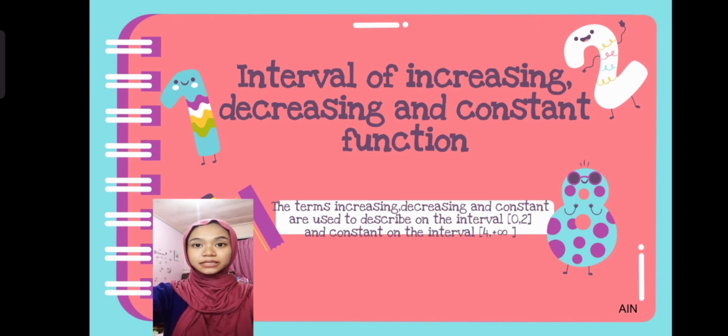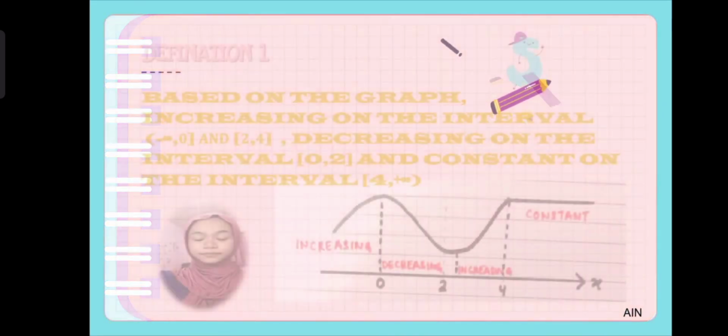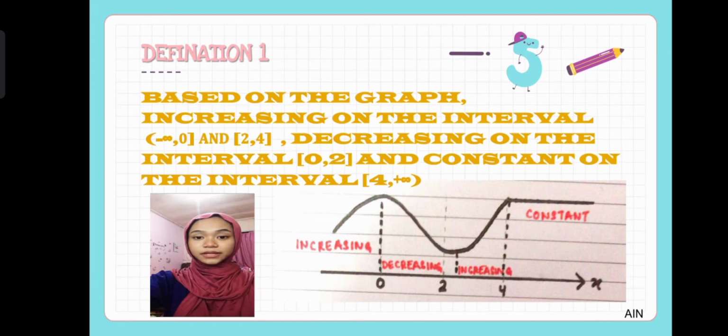So I would like to present the topic interval of increasing, decreasing, and constant function. The terms decreasing, increasing, and constant are used to describe the graph: increasing on the interval negative infinity to 0 and 2 to 4, decreasing on the interval 0 to 2, and constant on the interval 4 to positive infinity.